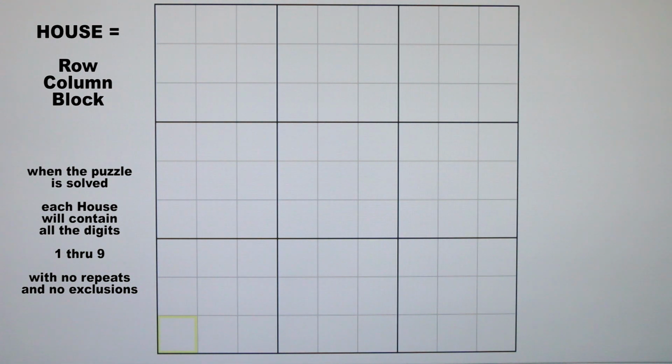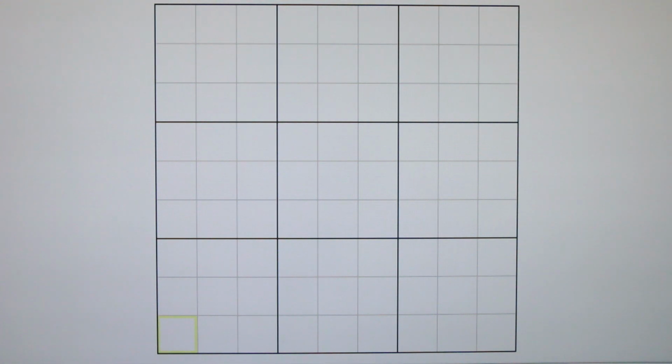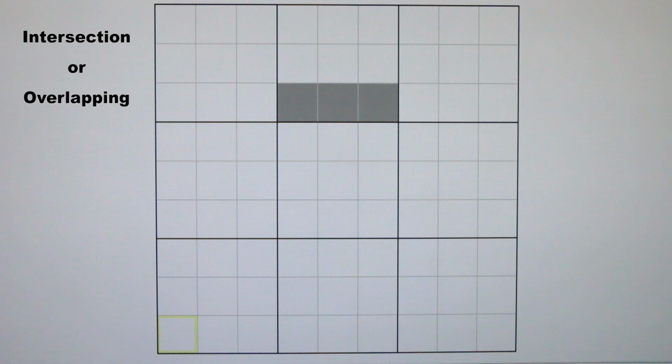And some of these houses intersect with each other. For instance, row 3 intersects with block 2. And the intersection of row 3 and block 2 would be these 3 cells. These 3 cells are in row 3 and they are also in block 2. This is what we mean by an intersection, or an overlapping. Row 3 and block 2 overlap to form this intersection.